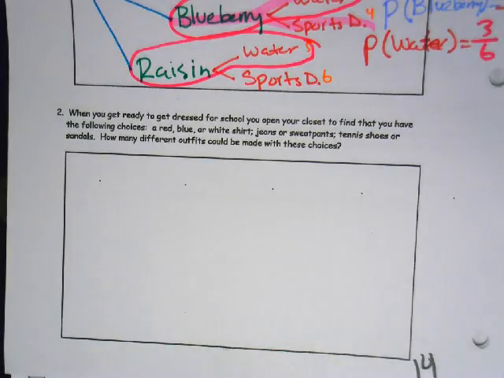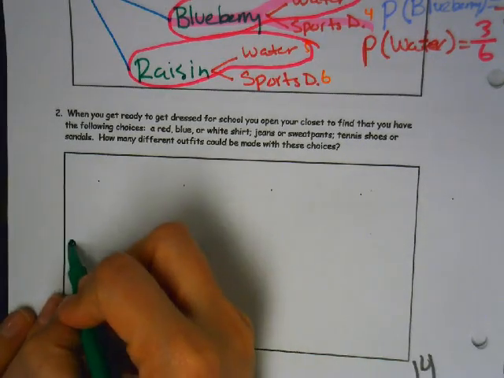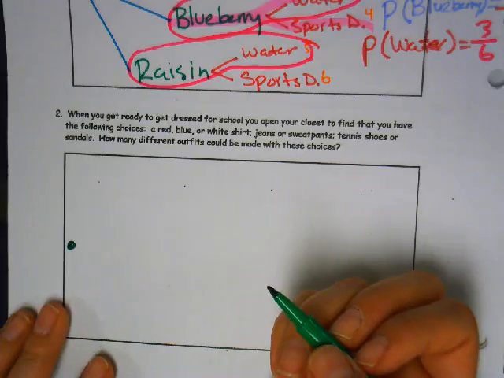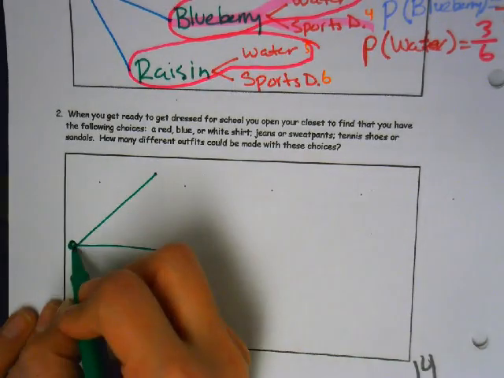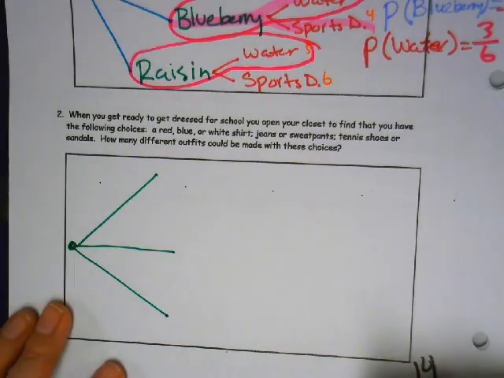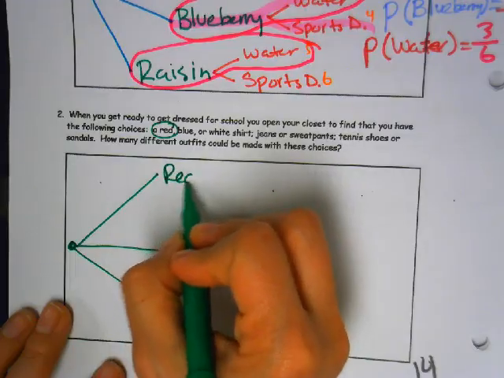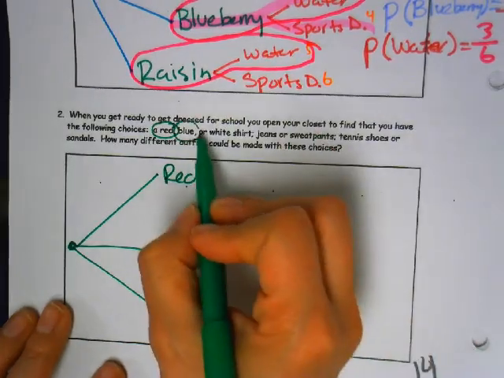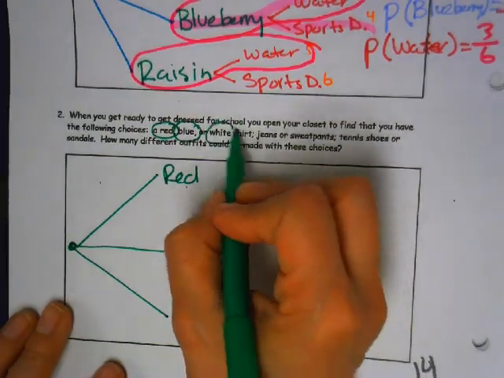Okay, so first they give us tops. How many different colored shirts did they give us? 3. So that means I'm going to start on the left side. How many branches do I start with? 3. 1, 2, 3. What's our first choice? Red. What's our second choice? Blue. What's our last choice? White.